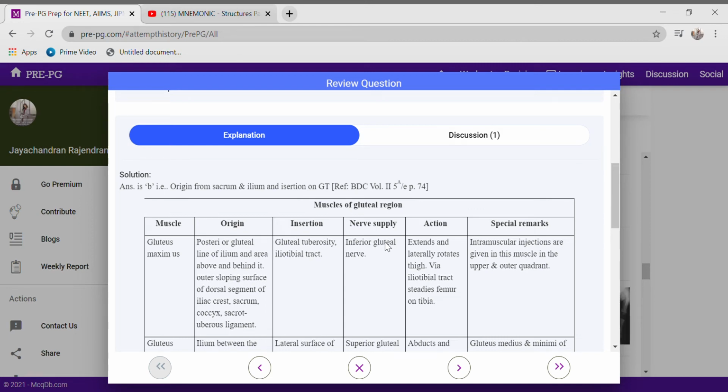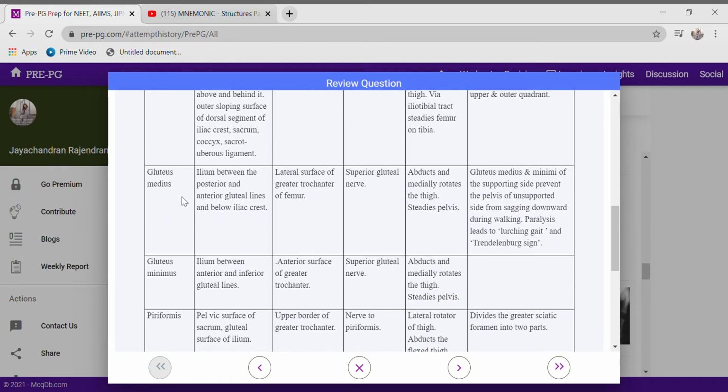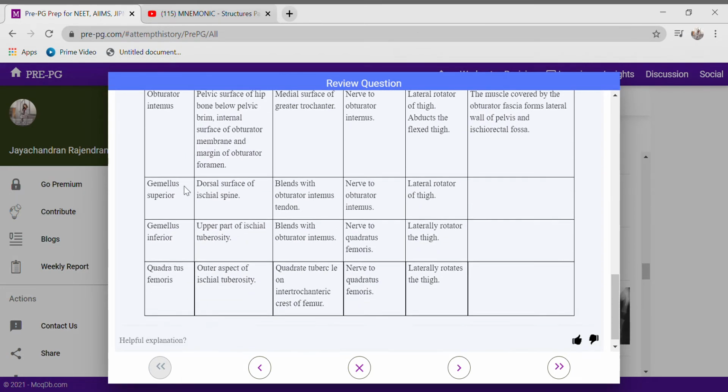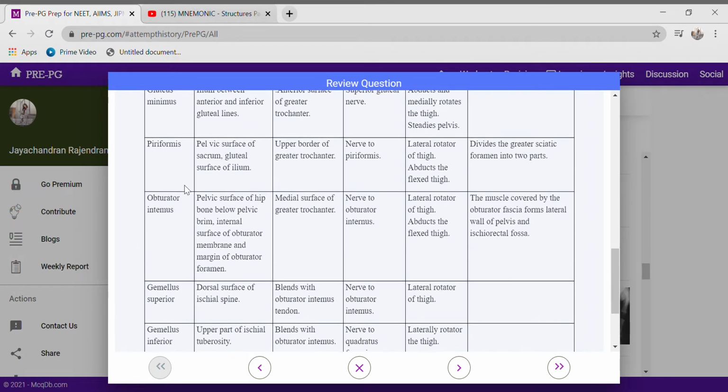So let us see about the muscles of the gluteal region, their origin, their insertion, the nerve supply, action, and the special remarks about them. Okay. So let us see the muscles like gluteus maximus, gluteus medius, gluteus minimus, piriformis, obturator internus, superior gemellus, inferior gemellus, and the quadratus femoris. Okay.